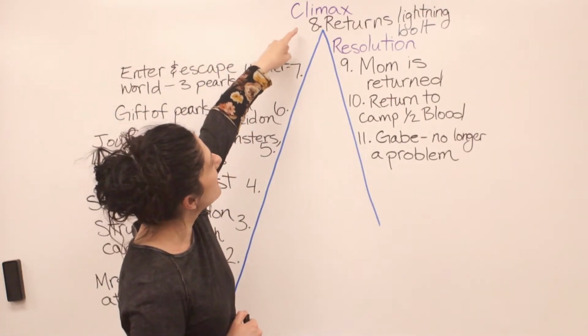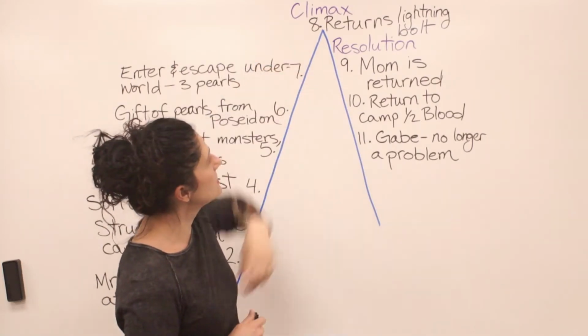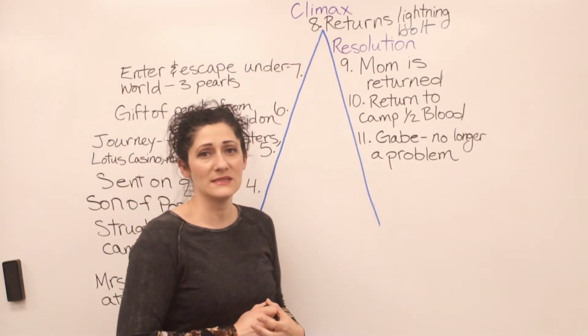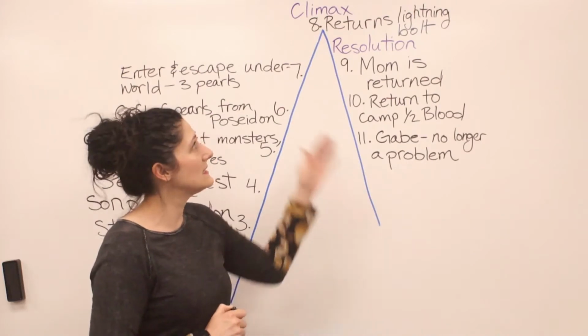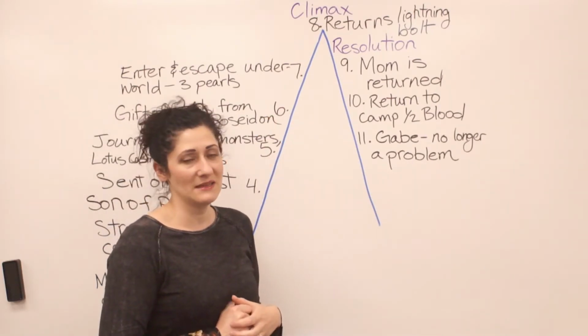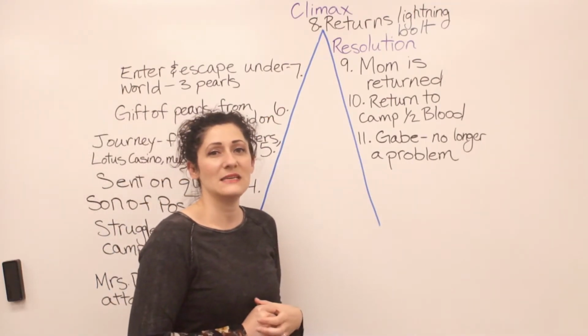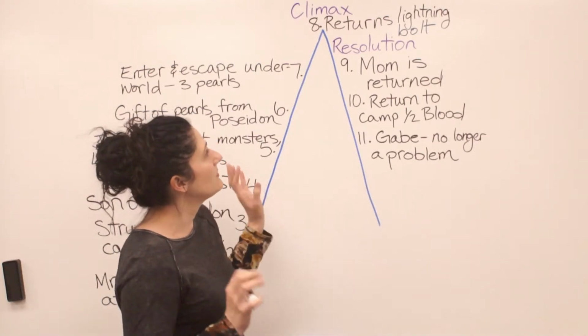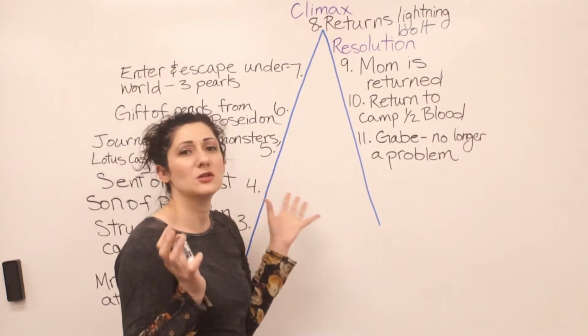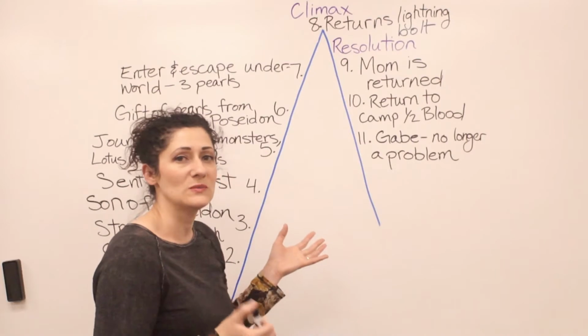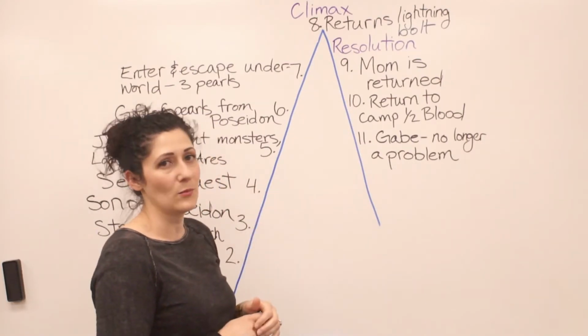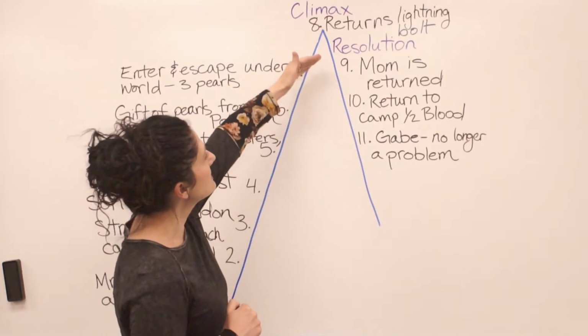So then we hit our climax. Percy returns the lightning bolt to Olympus, and of course, because it is the climax, he gets there just in the nick of time. And he is able to prevent big turmoil caused by Zeus, because Zeus finally has his lightning bolt. Then we hit our resolution.